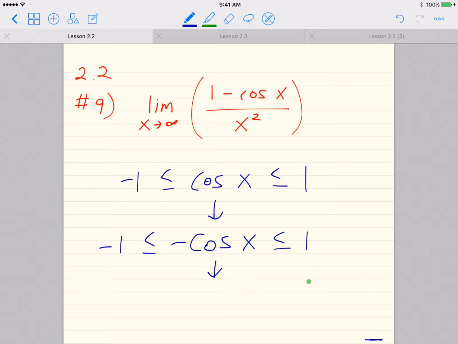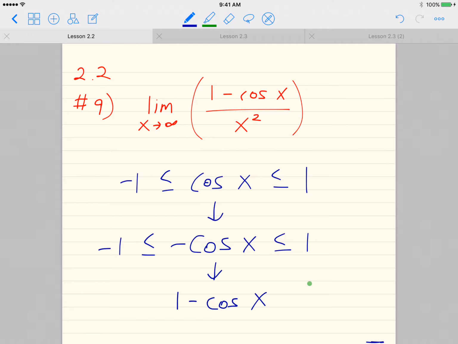Your second statement becomes, by introducing 1 in front of it, you're essentially adding 1 to both sides. So on the right side you have 2, and on the left side you have 0. So we start with the statement that 1 minus cosine of x is in between 0 and 2. But I'm concerned with the expression that divides this by x squared. It's 1 minus cosine of x divided by x squared.